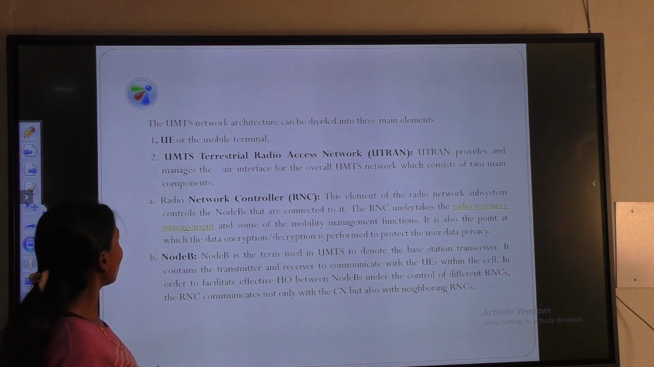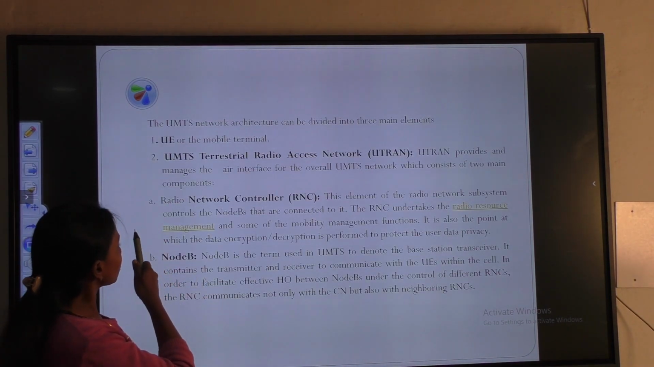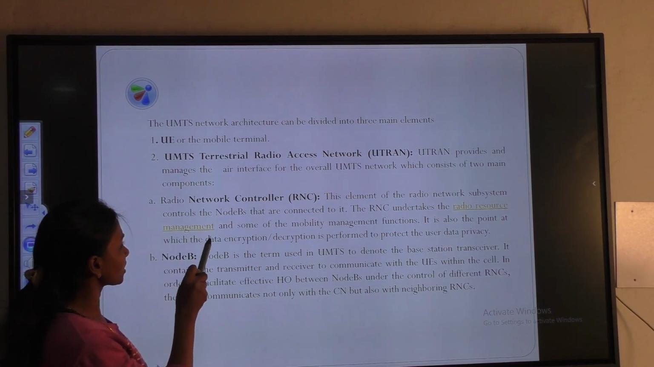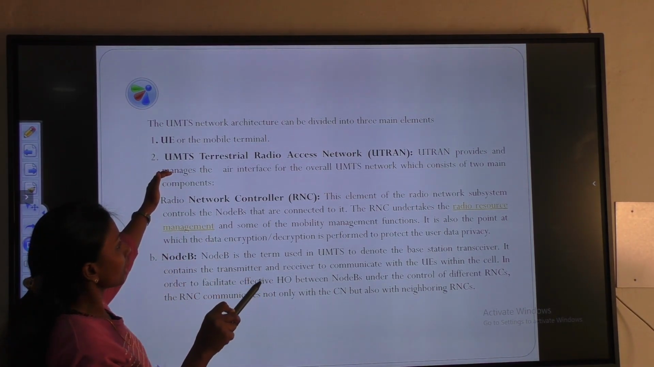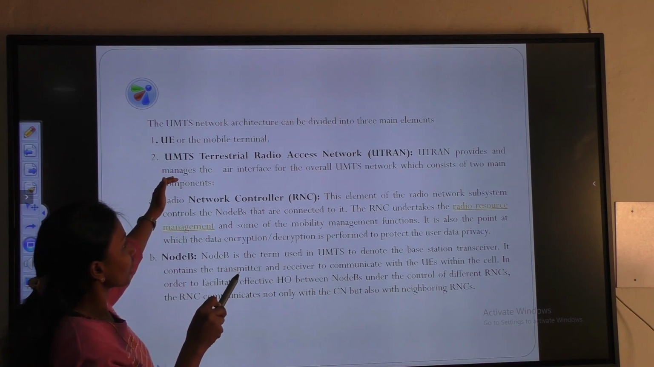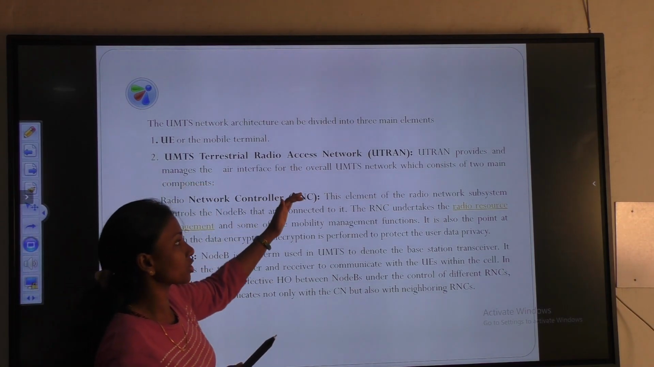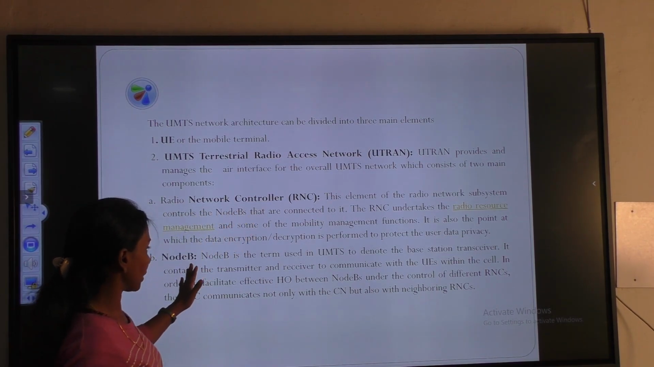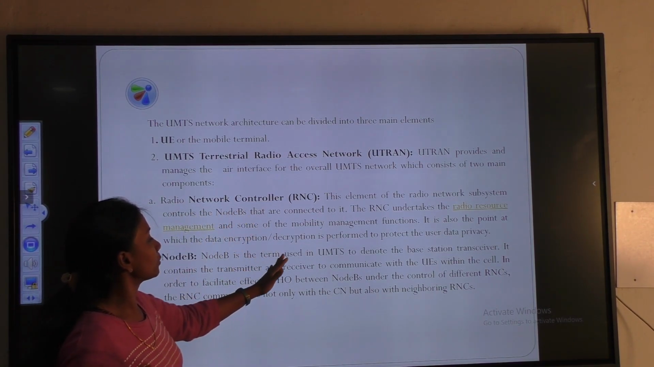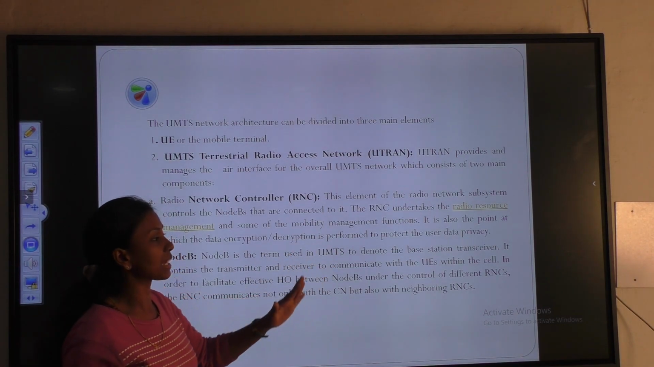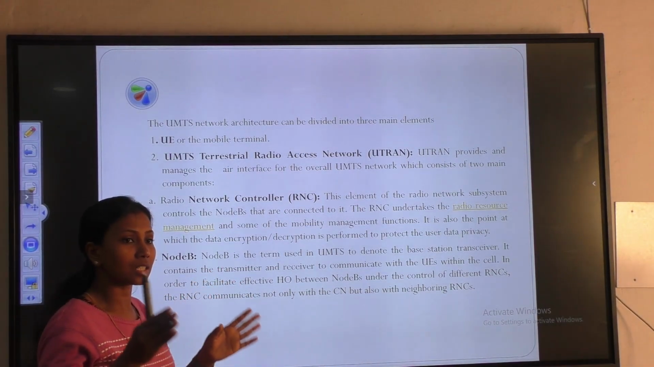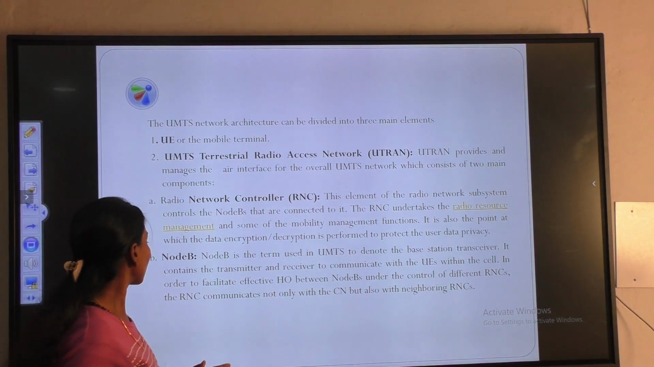Okay. So you see the user equipment or mobile terminals, and the UMTS Terrestrial Radio Access Network, the second component, which provides and manages the air interface for the overall UMTS network. It consists of two main parts, that is the radio network controller and the Node B. Node B is the term used in UMTS to denote the base station transceiver, meaning it has the transmitter as well as the receiver.